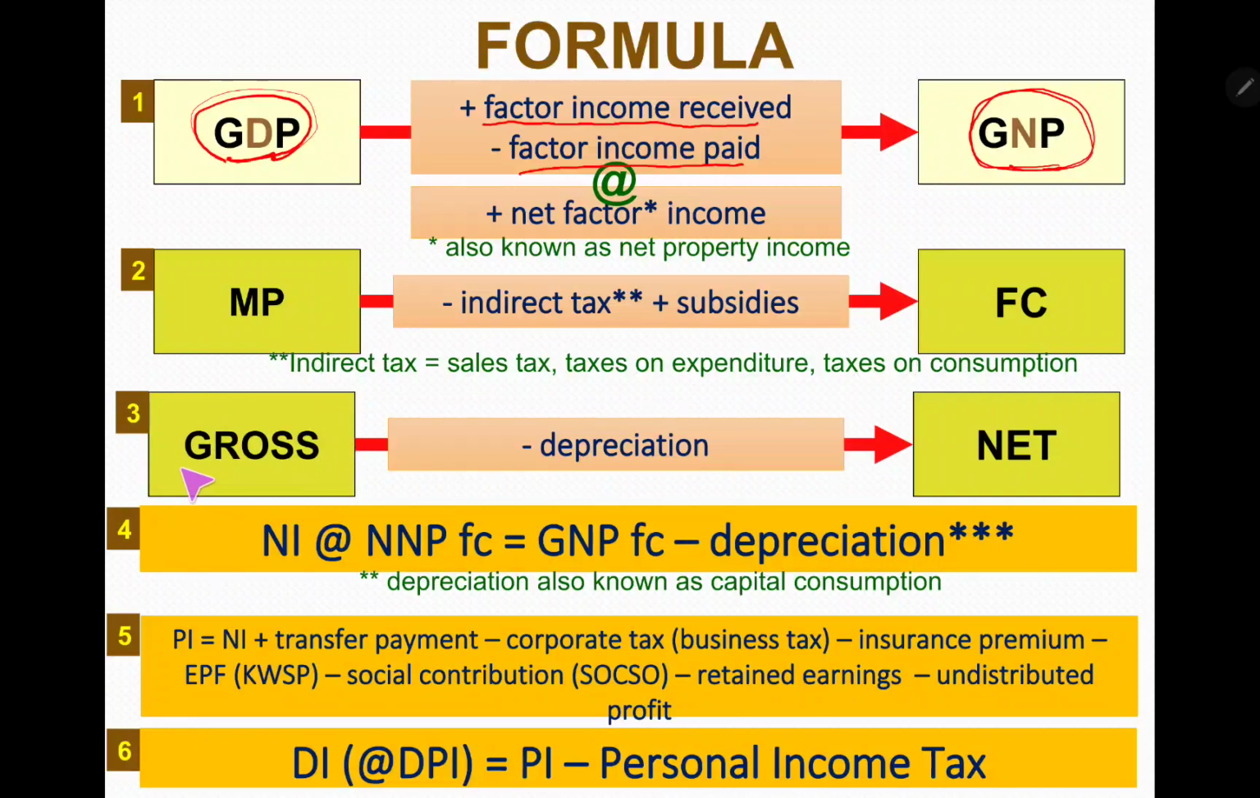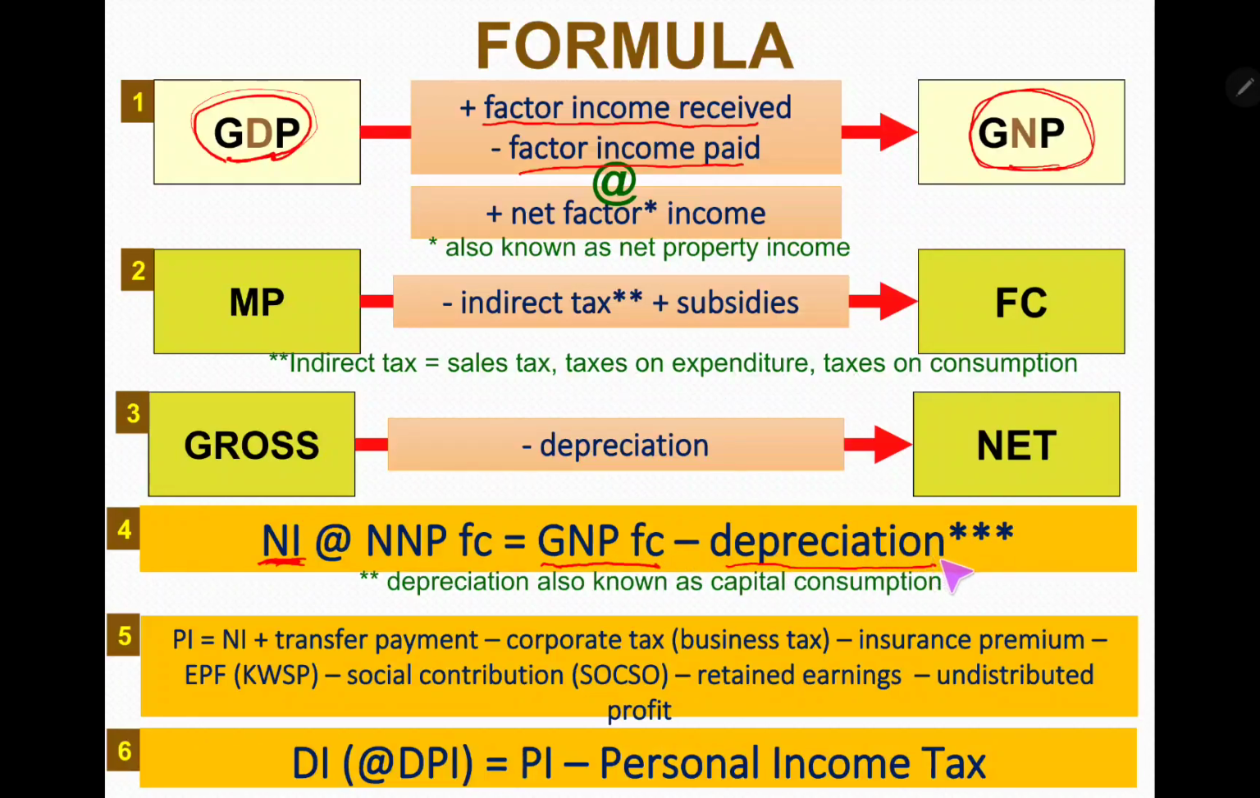And then if question asks you to calculate the net value from the gross value, what you need to do is the value in terms of the gross value, you minus depreciation and you will get the value in the form of net value. The formula number 4 is national income. So this is the most crucial part, the national income. The formula is gross national product at factor cost minus depreciation.